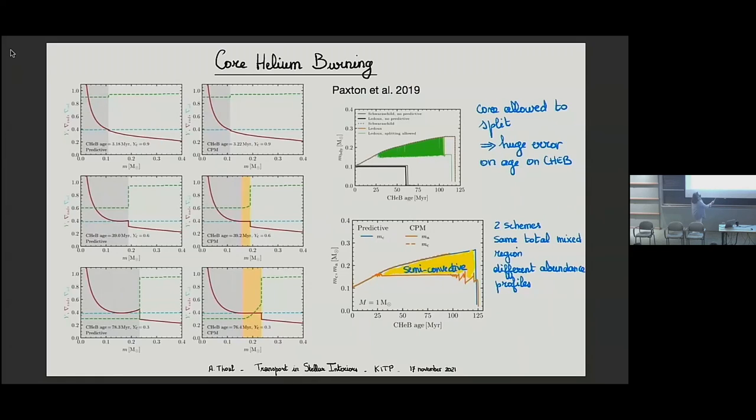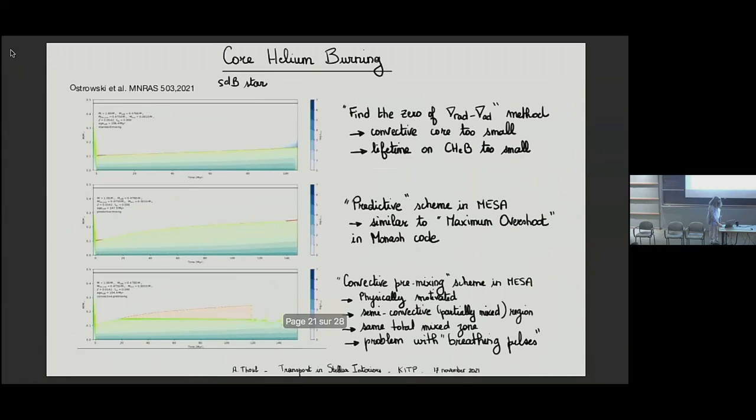In the CPM scheme, the convective core gets stuck also at this point, but above it, we have a semi-convective region that develops. So in both schemes we have exactly the same size for the mixed region, but different composition profiles above the core. CPM is much better because it's physically much more motivated. The problem with CPM is that we cannot get rid of what are called the Bayes impulses. I'm going to talk a little bit about that if I can continue. Yeah? Okay.